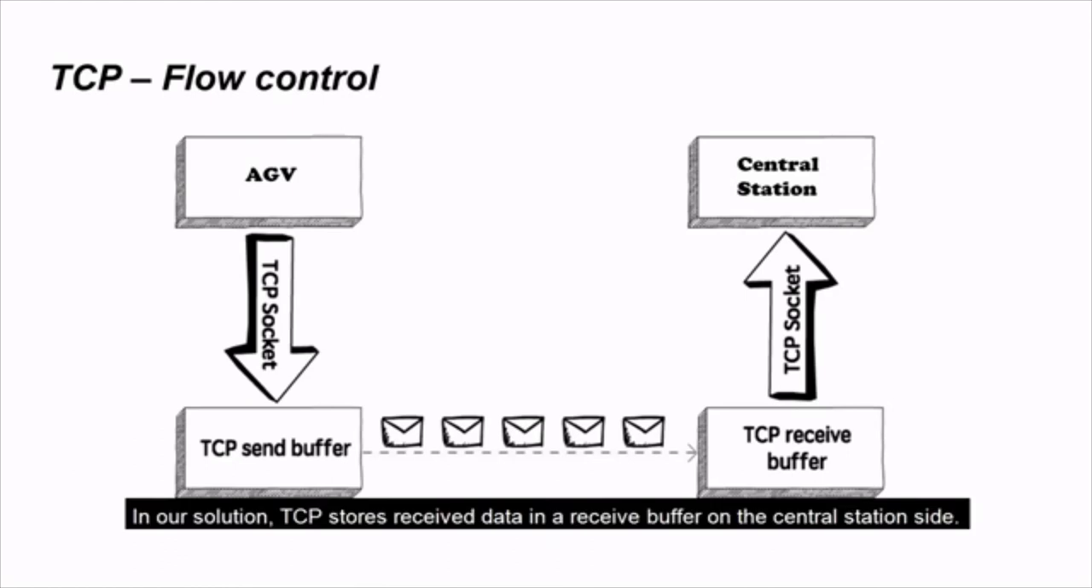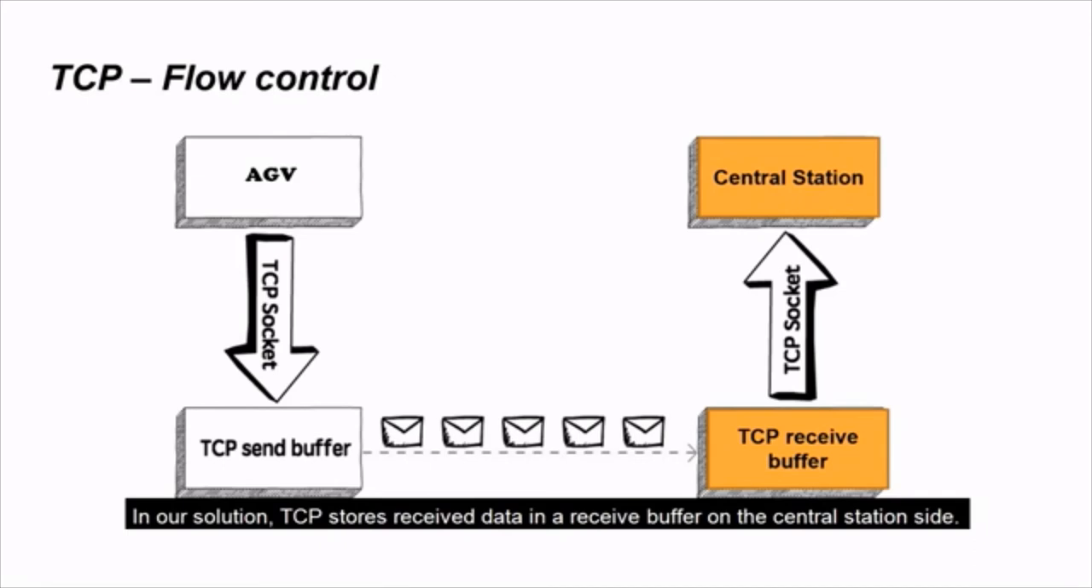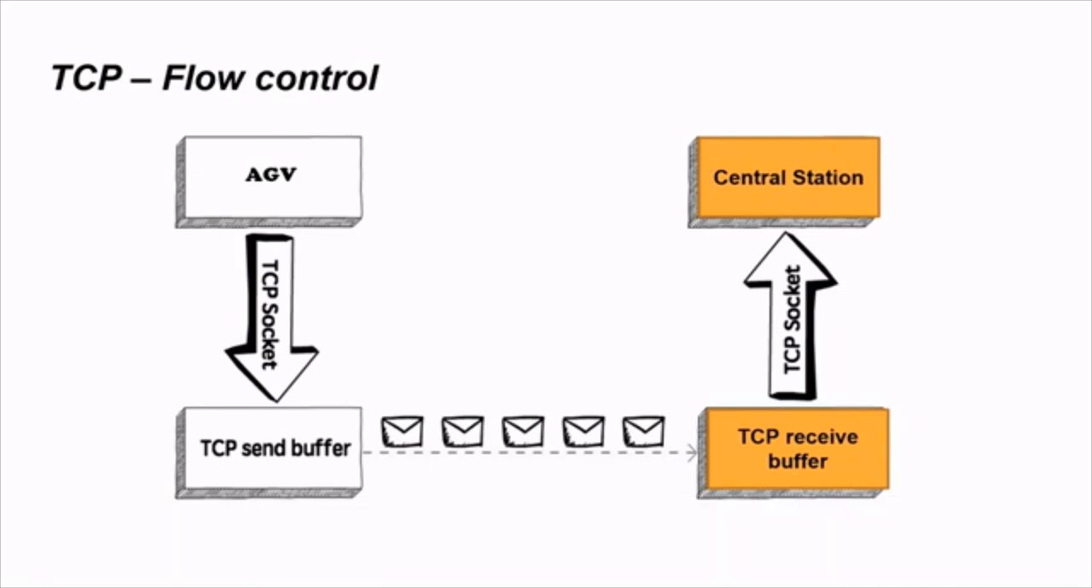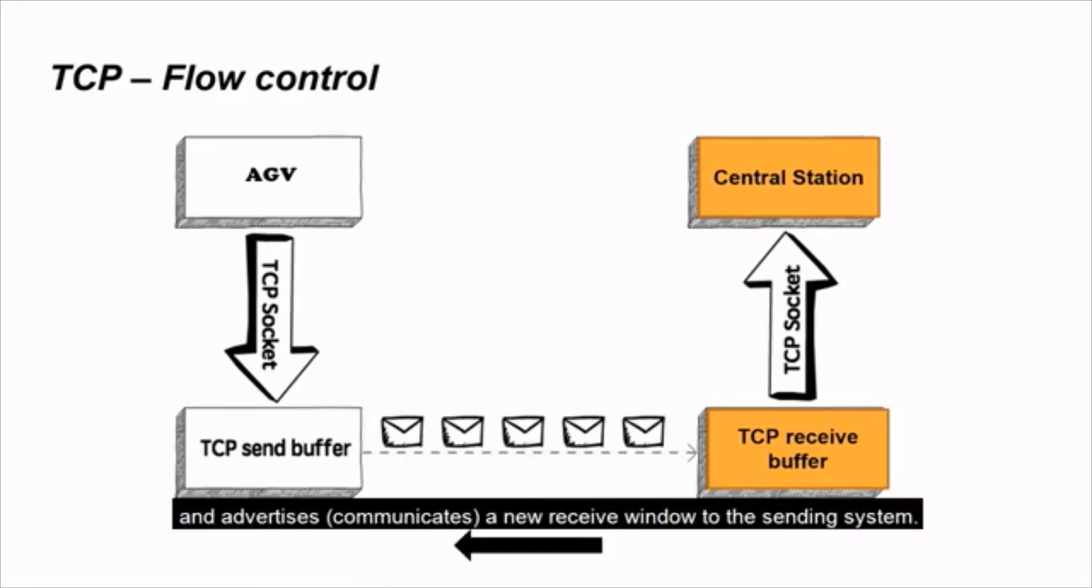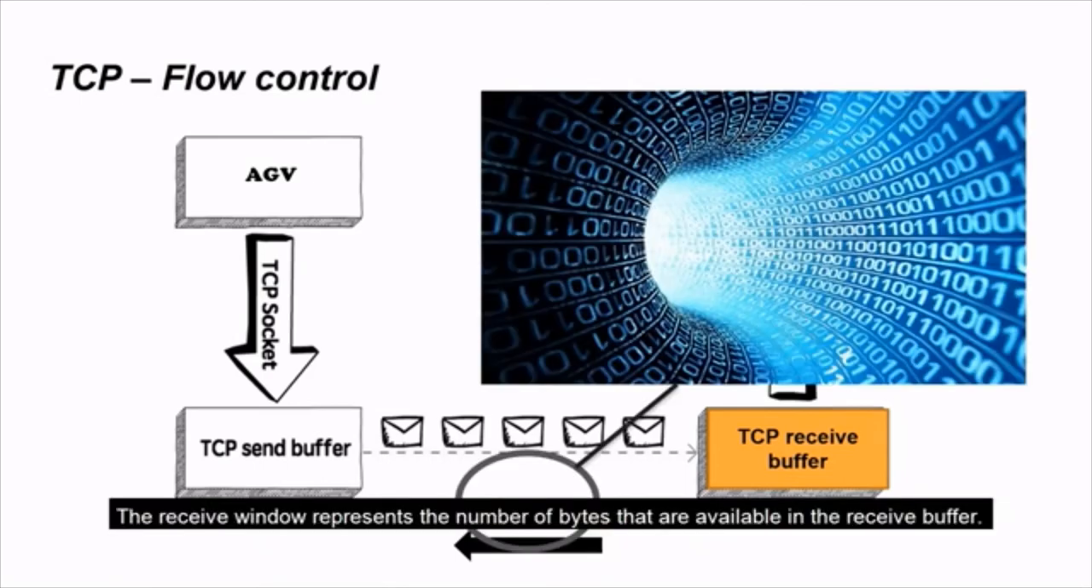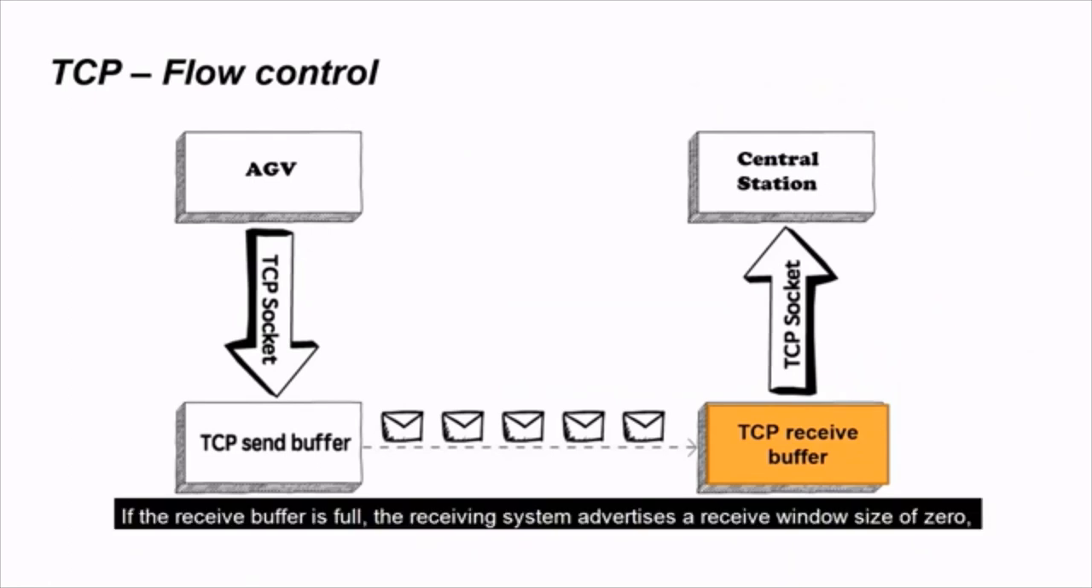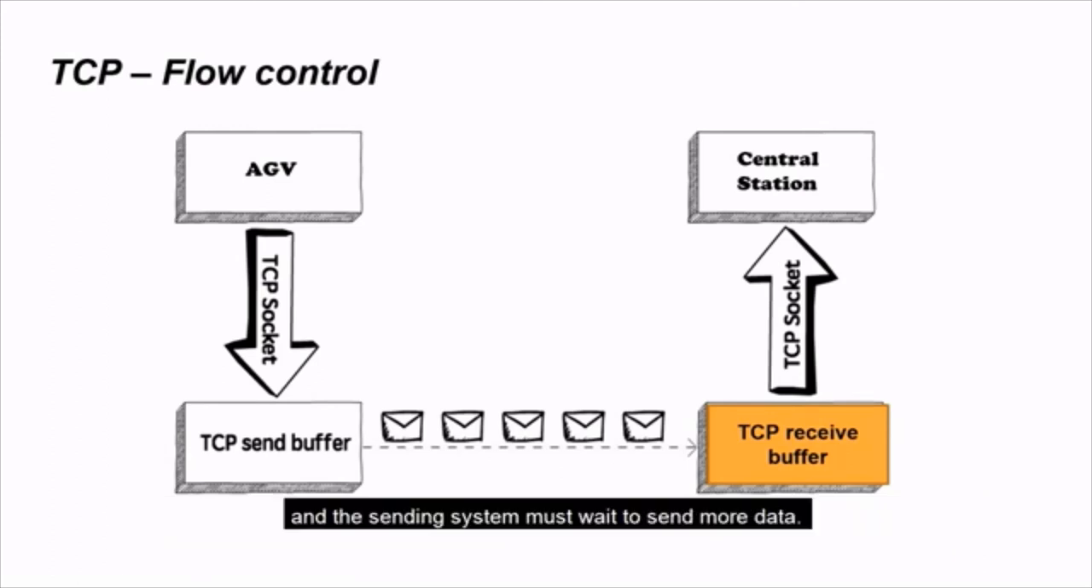In our solution, TCP stores received data in a receive buffer on the central station side. TCP acknowledges receipt of the data and advertises, communicates, a new receive window to the sending system. The receive window represents the number of bytes that are available in the receive buffer. If the receive buffer is full, the receiving system advertises a receive window size of 0, and the sending system must wait to send more data.